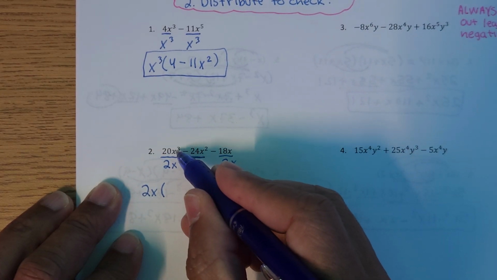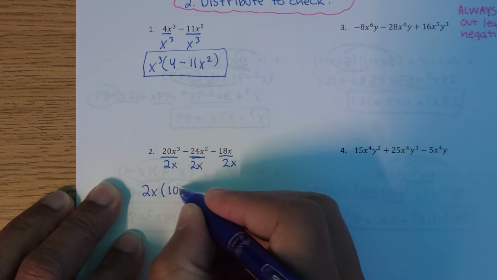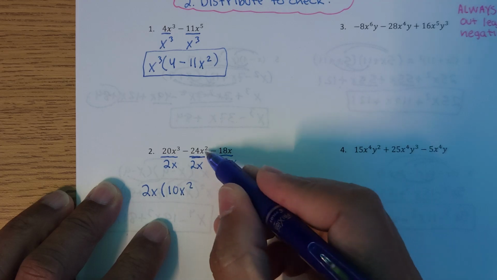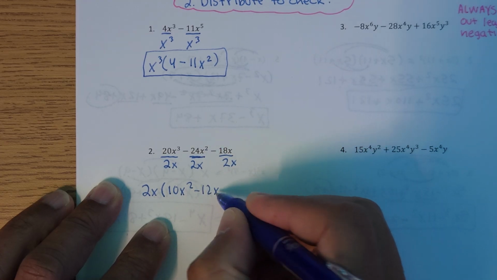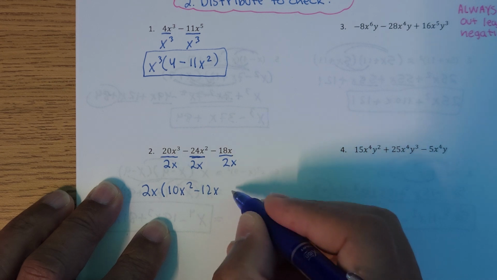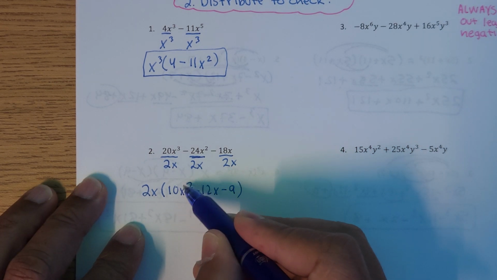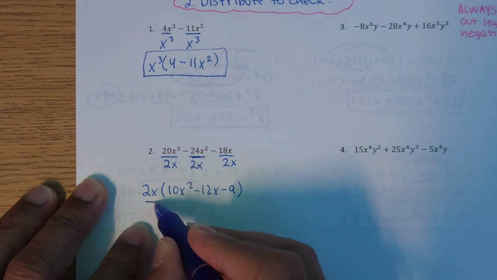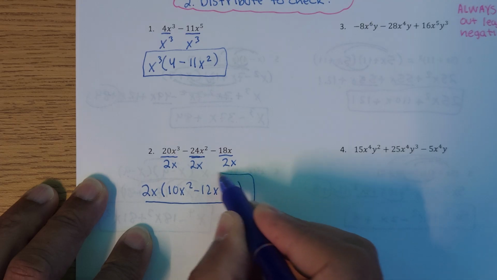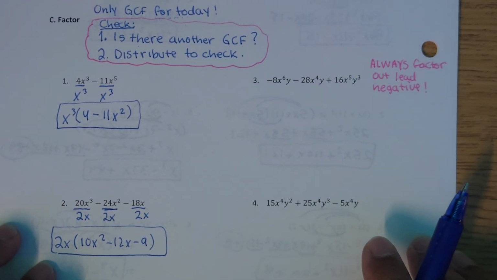And 20x cubed divided by 2x is 10x squared. Negative 24x squared divided by 2x is negative 12x. And negative 18x divided by 2x is negative 9. And if I distribute these 2x back inside of this parentheses, I should be able to get this back. So this is the answer to example number 2. All right, let's go on to the next example.